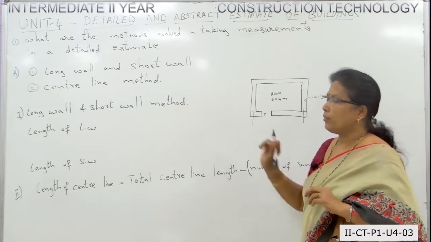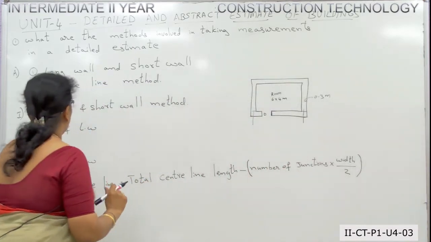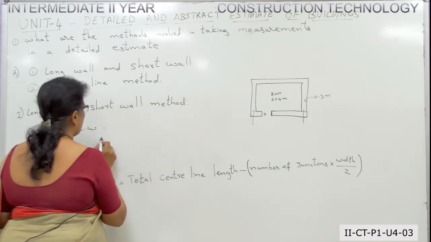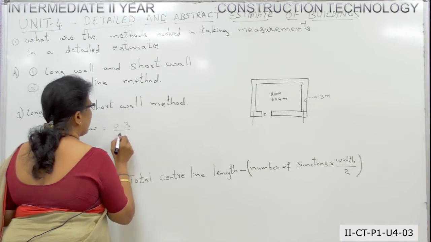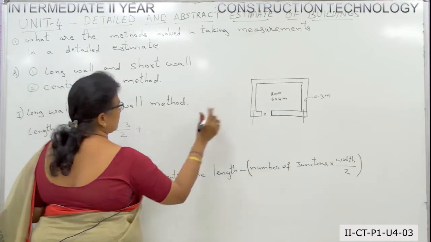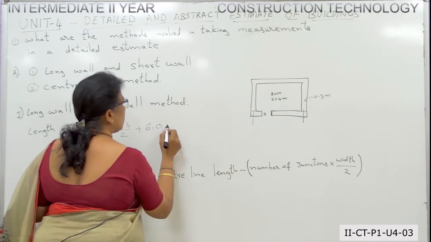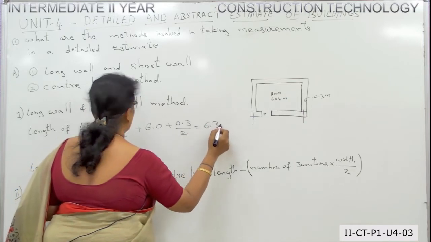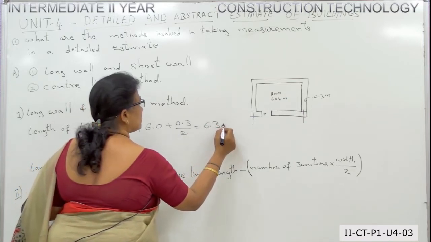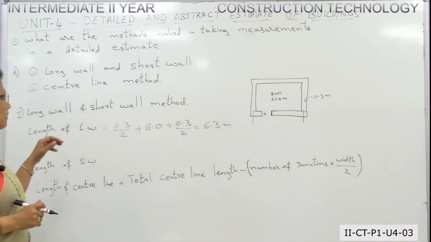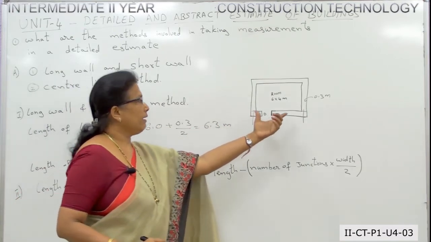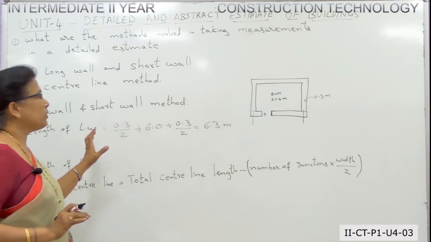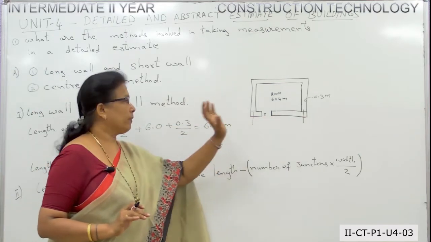Now I show you how to calculate the length of the wall. Length of the wall is 0.3 by 2 plus 6.0 plus 0.3 by 2. This total length of the long wall is 6.3 meters: half the width of the wall, then the length of the wall, then half the width of the wall. This is the center to center length of the long wall.